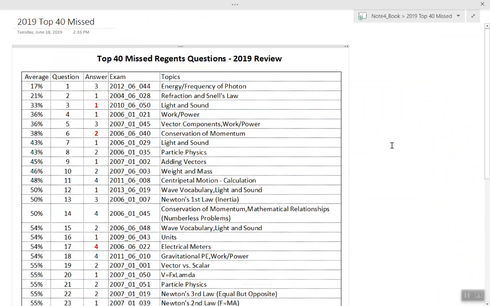If you don't want to see the answers, avert your eyes, but these are the top 40 most missed questions by my students and what percent they got right or wrong, and these are the topics. We're going to go through these 40 quickly.